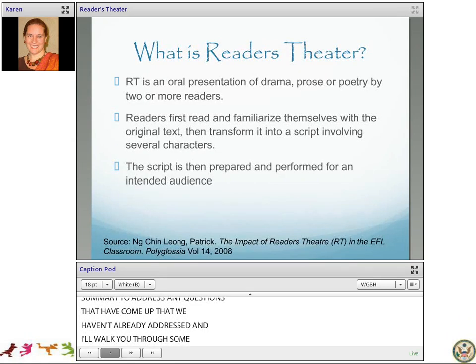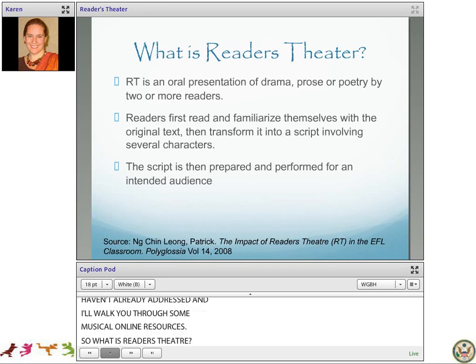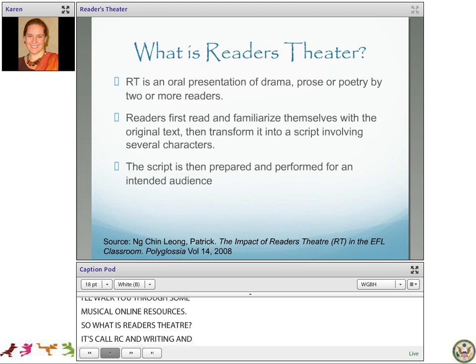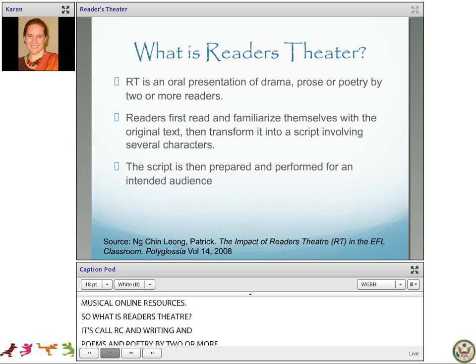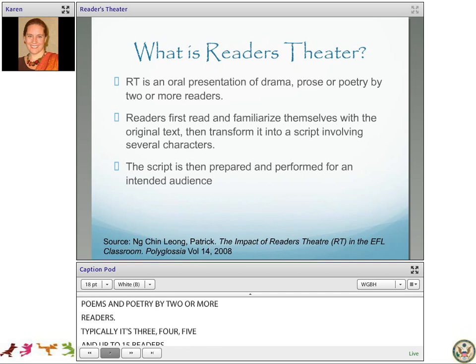So what is Reader's Theater? Well, Reader's Theater, it's called RT in writing. It's also called chamber theater. It's an oral presentation of drama, prose or poetry by 2 or more readers. Typically, it's 3, 4, 5, and up to 15 readers. You rarely find a presentation with more than 15.